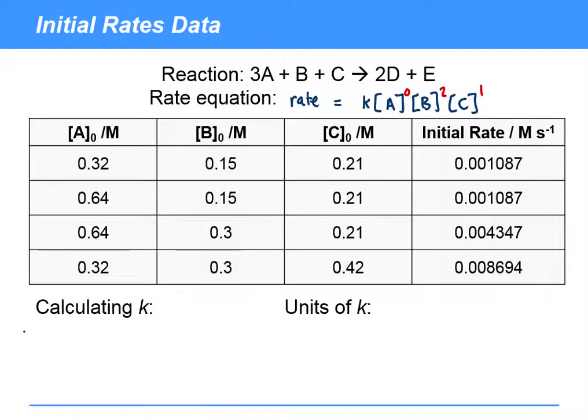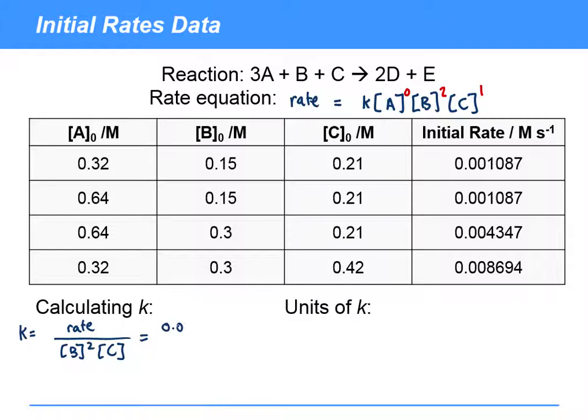So you should have got the following. So K is equal to rate divided by concentration of A to the 0, times concentration of B squared times the concentration of C. And if you want to calculate K, all you need to do is sub some numbers into this from any of the rows and you find the answer.